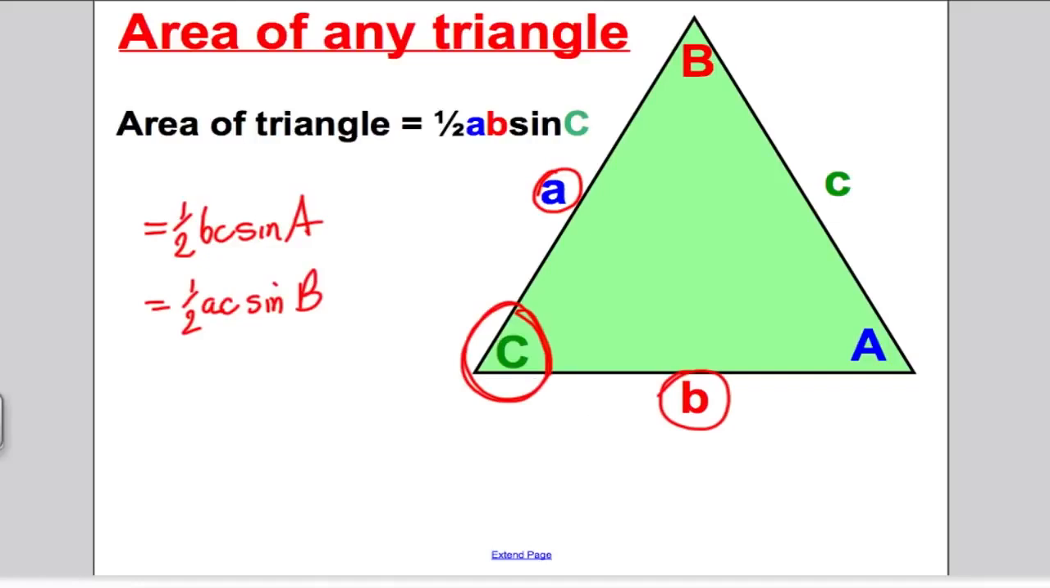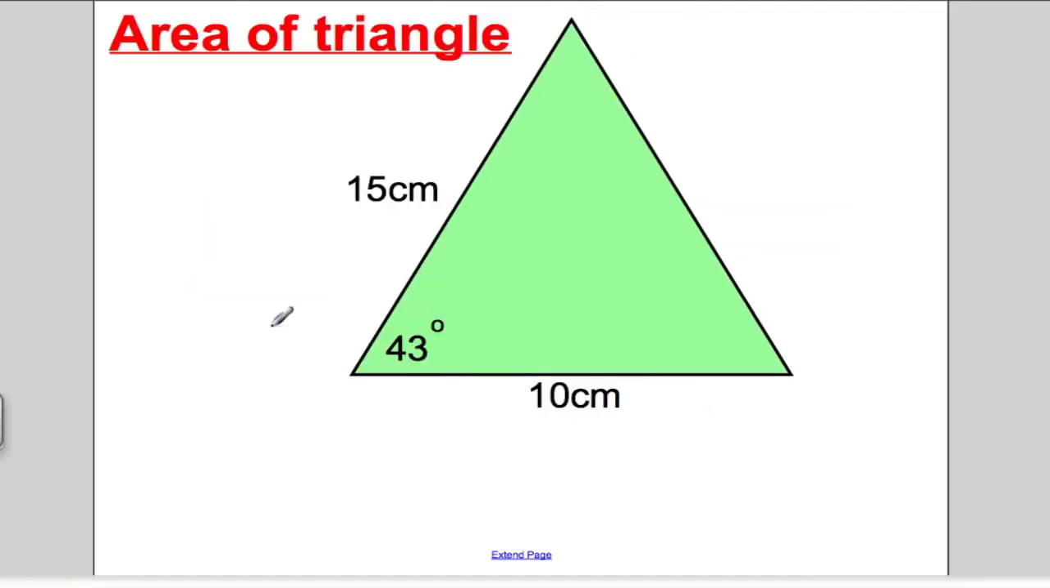So really, to make sense of this, it's best if we do an example and you have a go at one yourself. Here's an example, and the question would be, what is the area of that triangle? Now, we're given the slanted height and the base. We don't know the perpendicular height here, so we use this formula. It's given in the formula booklet, a half AB sine C.